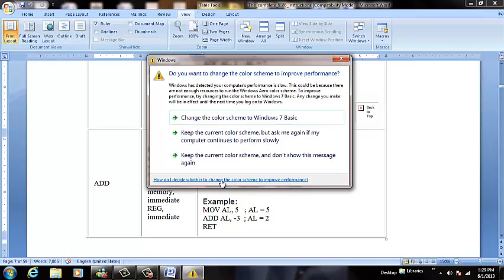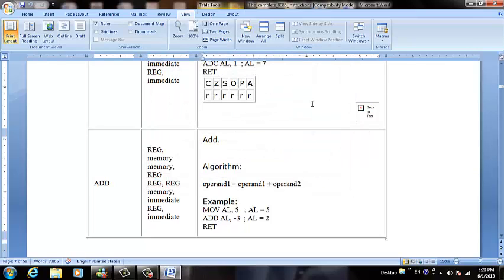The source can be register, immediate, and the destination can be memory or register. The instruction will add the contents of the source and destination, as you will see here. For example, move AL with 5, then add AL with -3. So the contents of AL, which is 5, will be added to -3. 5 plus -3 will equal 2.